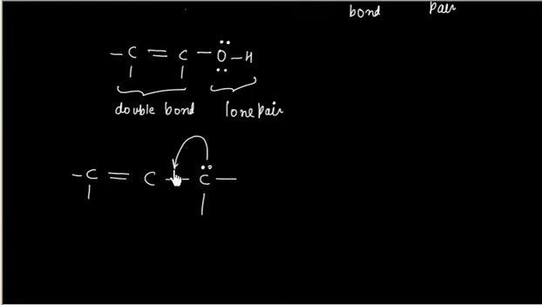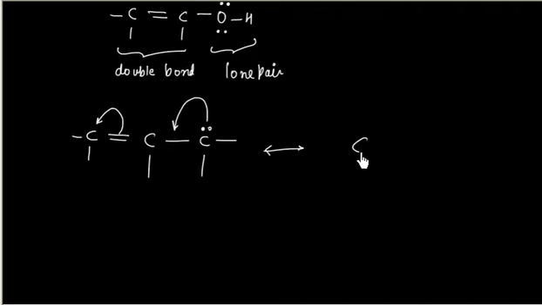Once I convert this lone pair into a bond pair, this carbon will have 5 bonds: 1, 2, 3, 4, and one bond that is formed. Carbon cannot have 5 bonds. So at the same time I have to break one bond, that is, I have to convert a bond pair into a lone pair. If I translate this arrow, we will have this. Now this carbon will have a -1 formal charge. Similarly, this one also has a -1 formal charge. So these two structures are resonating structures.